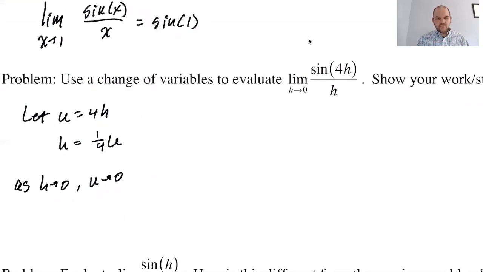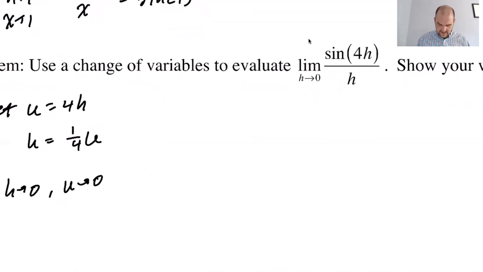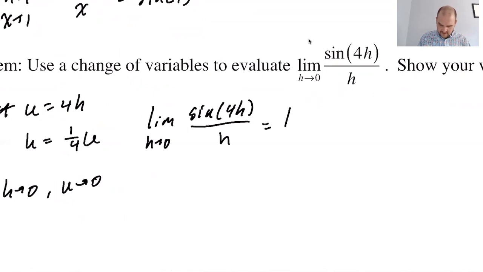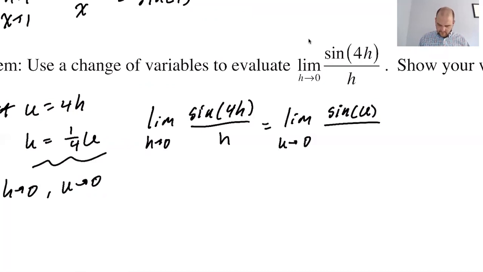So we can rewrite this whole thing. Let's say the limit as h approaches 0 of sine of 4h over h is the same as the limit as u approaches 0. That's your change of variables. Your variable went from h to u. So it's the sine of u over h, which is equal to 1/4 u. So I'm going to write it as u over 4.